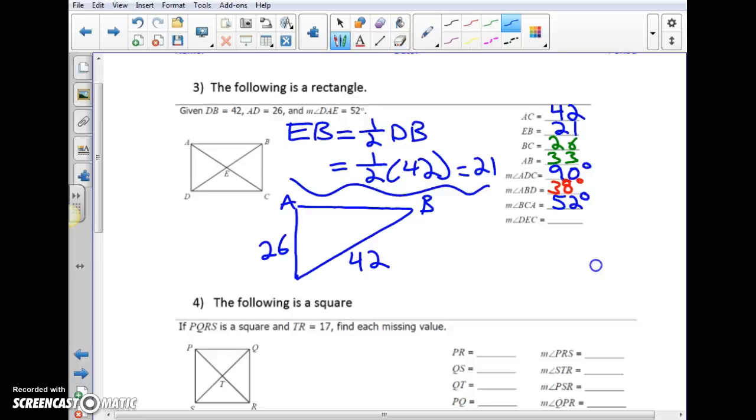And lastly, I'm looking for angle DEC, which is this one. Well, again, I know that these inside angles in this particular rectangle are 38 degrees here. So if I focus just on this being a triangle, I can do 180 minus 38 minus 38 and get 104. All right, next problem.